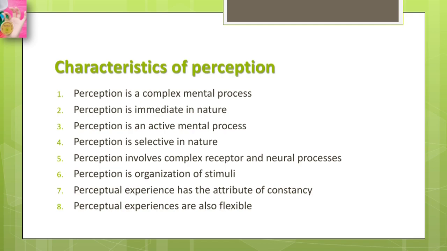Now, in the light of the above description which I have discussed in this video, the nature and various characteristics of perception, it can be more appropriately defined as follows: perception is a complex mental cognitive process through which we have immediate and meaningful knowledge of the present stimulus in the environment.